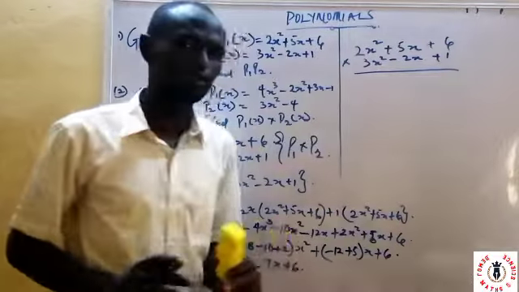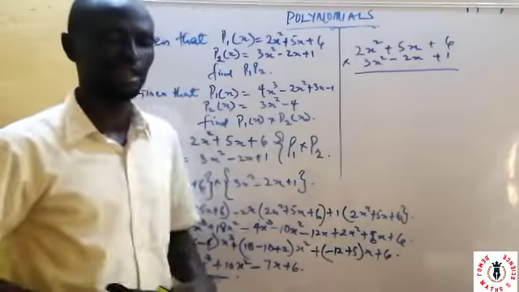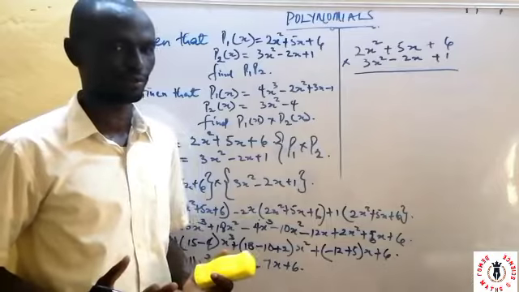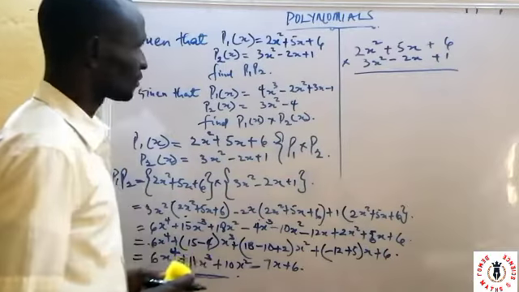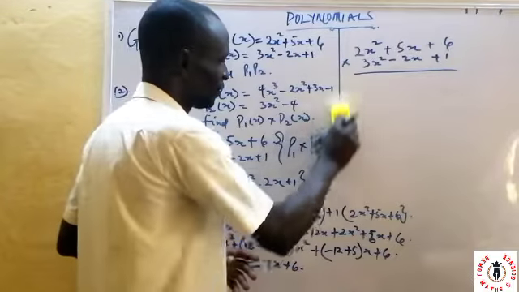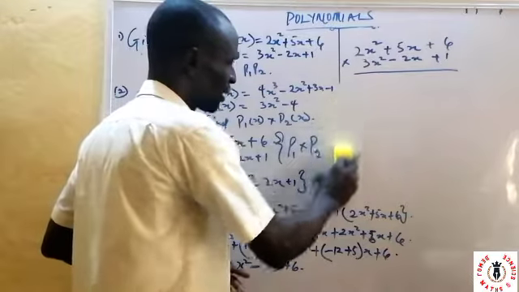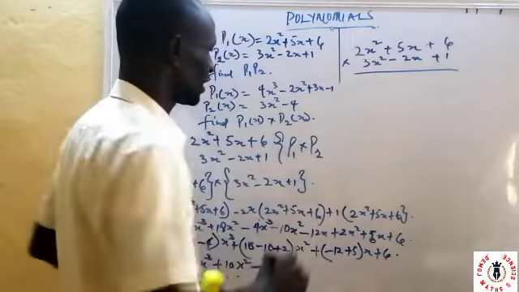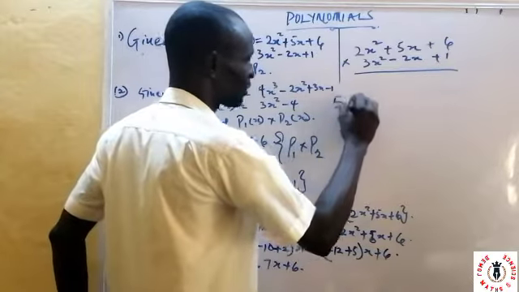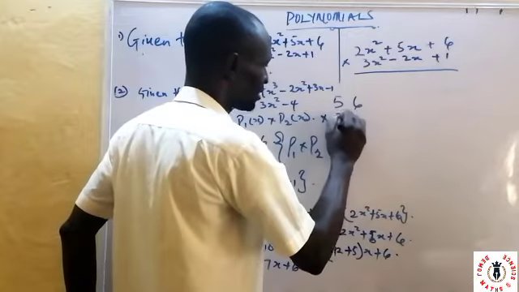This time we're going to use the same principle we use in our long multiplication. Let's recap on our long multiplication. I just want to quickly do a little recap so that you can visibly follow me. If I'm doing long multiplication, let's say I'm multiplying 56 times 32.